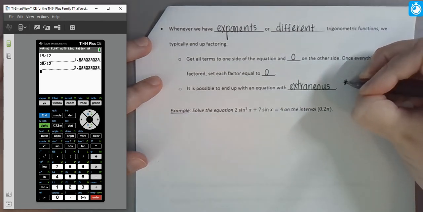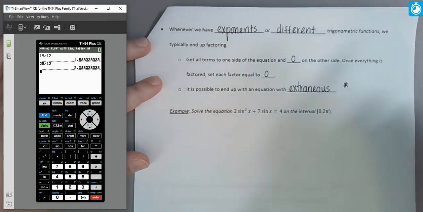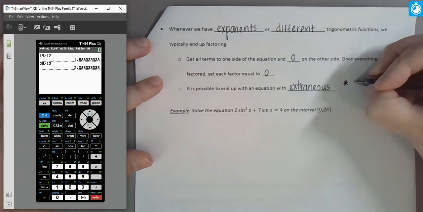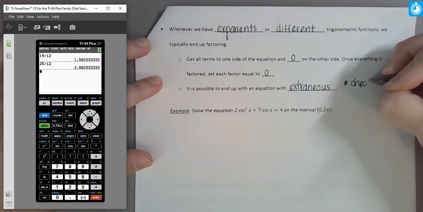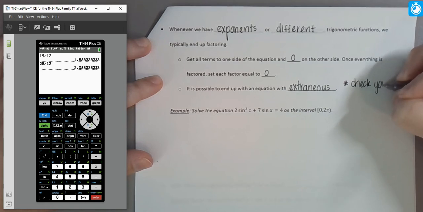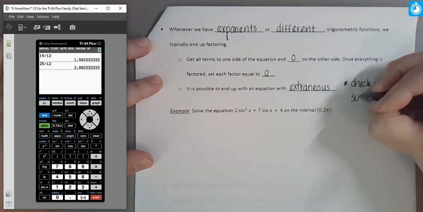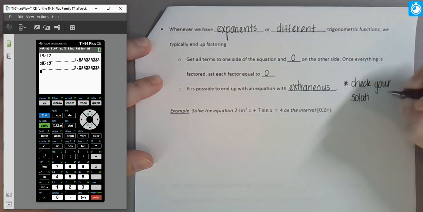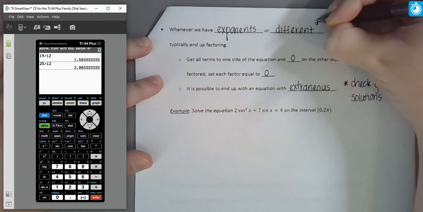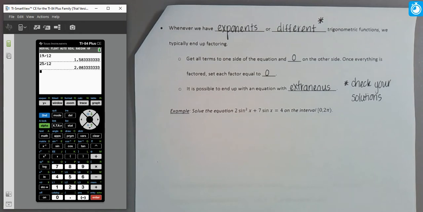So big takeaway is whenever we're looking at an equation that has exponents or different functions, you have to check your solutions. Check your solutions. And again, especially in that case where we have the different trig functions present in the same equation.